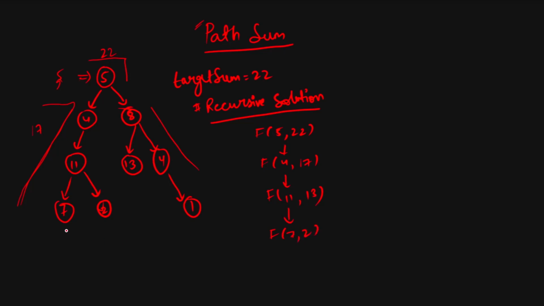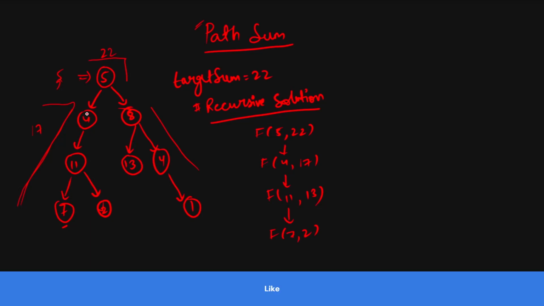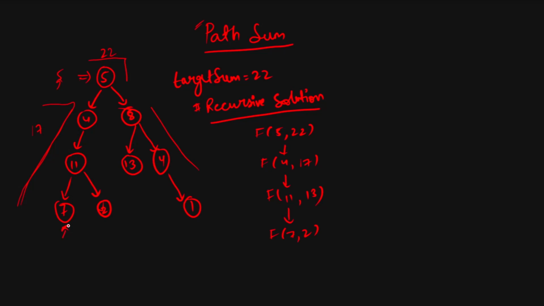If I am at any of these nodes, I will not check whether my sum equals the target sum or not. But as soon as I reach a leaf node, I will check whether my target sum equals 0 or not, because I am subtracting. So my target sum should equal 0. Here 6 minus 7 is minus 1, so it is not 0, and I will return false.